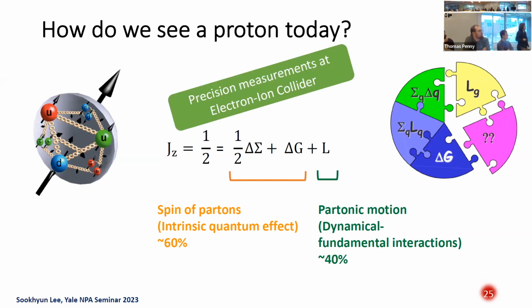But at the EIC, we would be able to drastically decrease the uncertainties on this spin contribution, delta G, by being able to go to very low x, where we don't have access with current experiments.